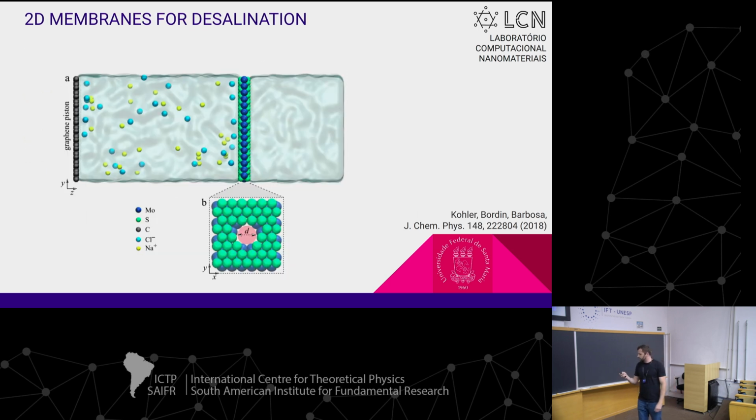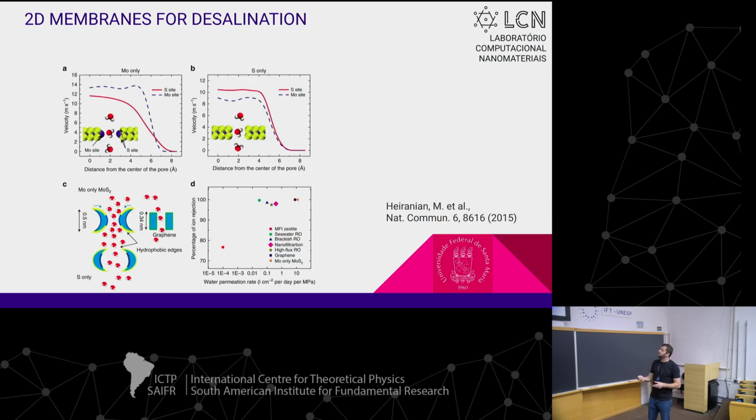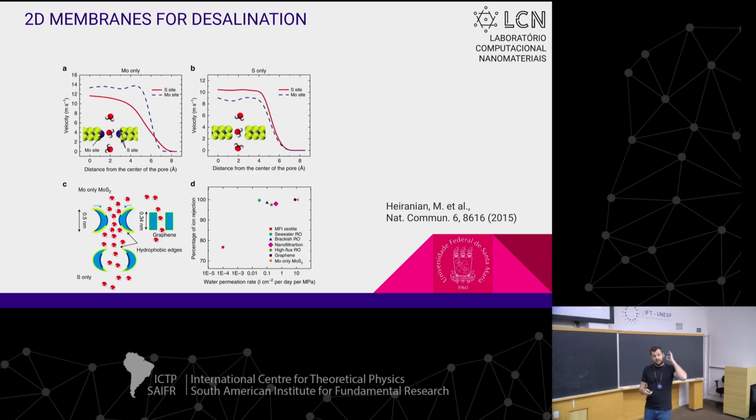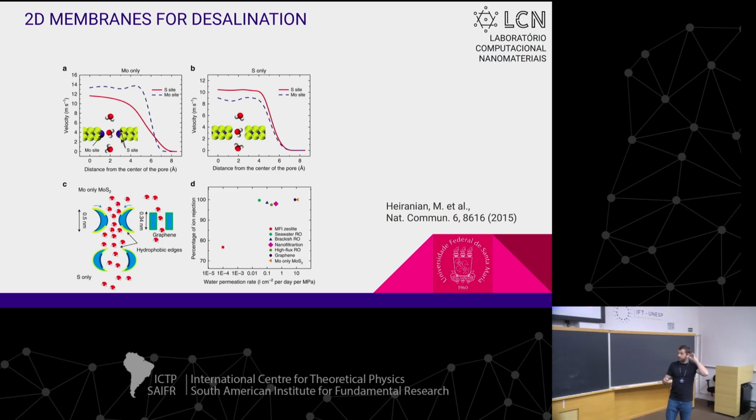We've been doing some research on this material for a time now, and we find that depending on the interaction between molybdenum and the sulfide atoms, you're going to have different interactions. But the important thing is that we have found some great rates of rejection compared to graphene. Not so great for flux.